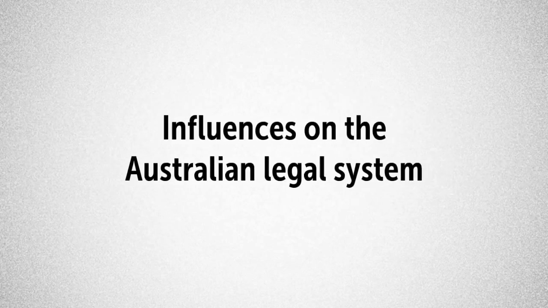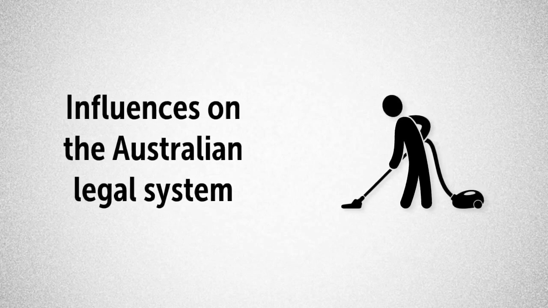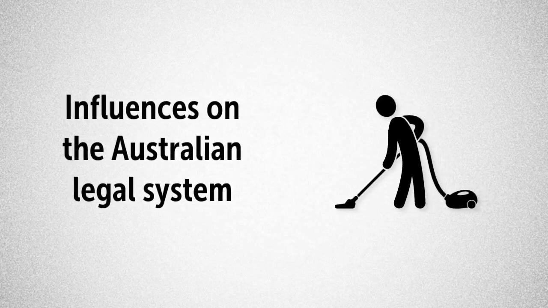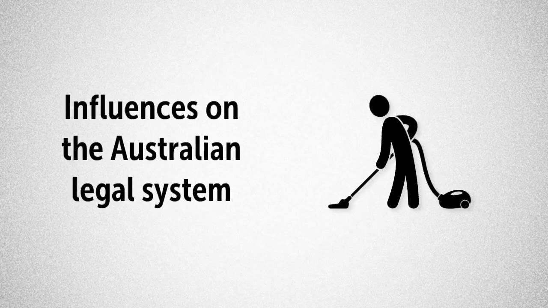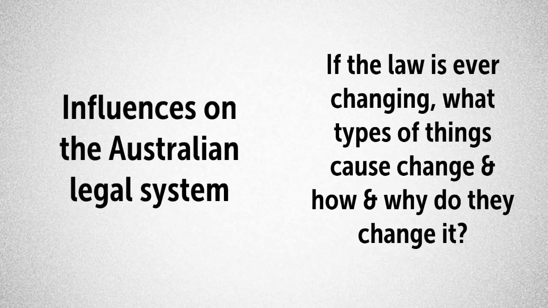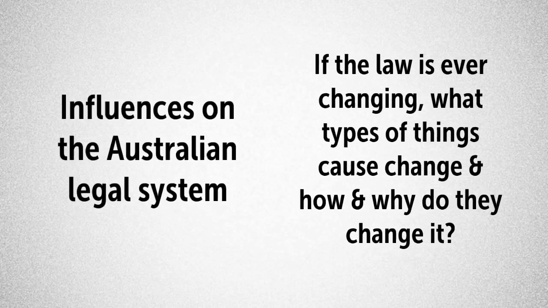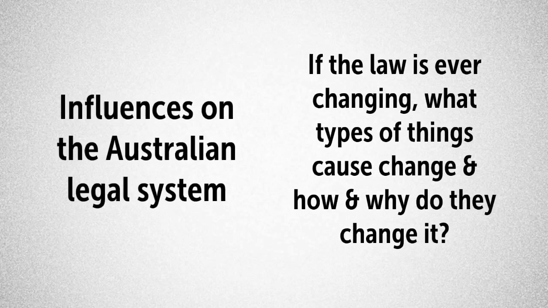Lastly, we have influences on the Australian legal system. Remember, the legal system is made up of people, and these people don't live in a vacuum. So, what influences them, and therefore the system? Another way to put it might be, if the law is ever changing, well, what type of things cause that change, and how and why do they change the system?